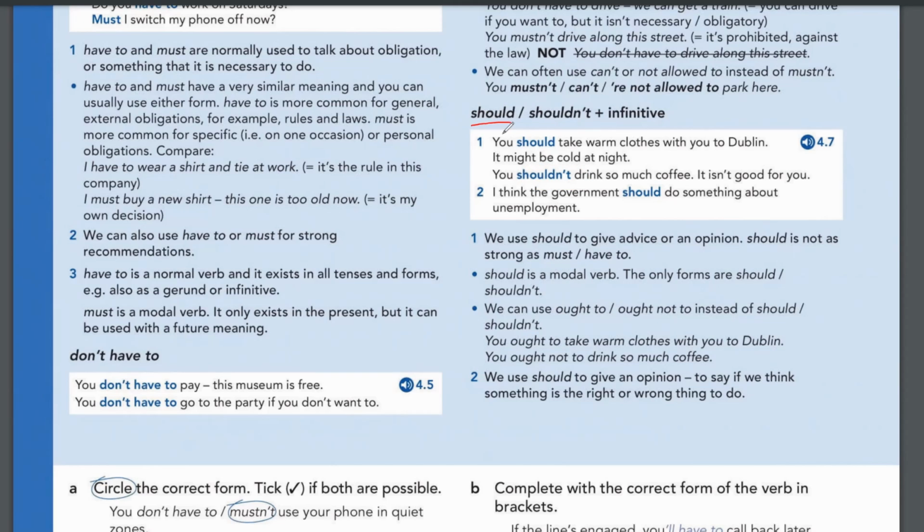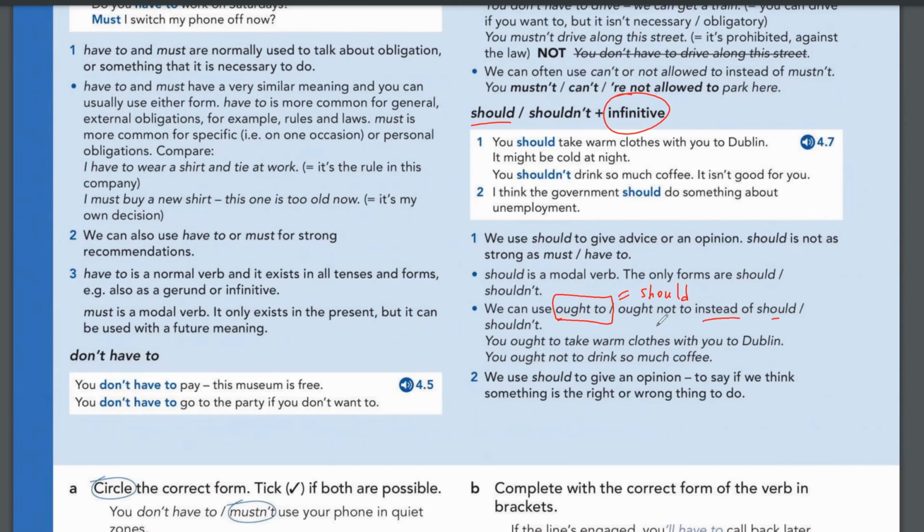Now, instead of should, we can also use ought to. This is another thing that we have to remember. Ought to means should, guys. It's equal to should. And obviously, after them, we must use infinitive, right? Plus infinitive.